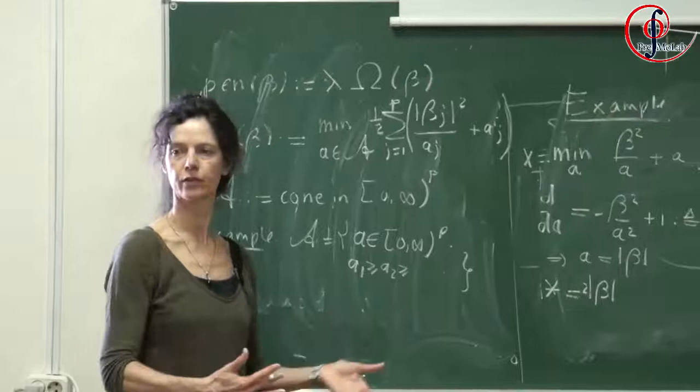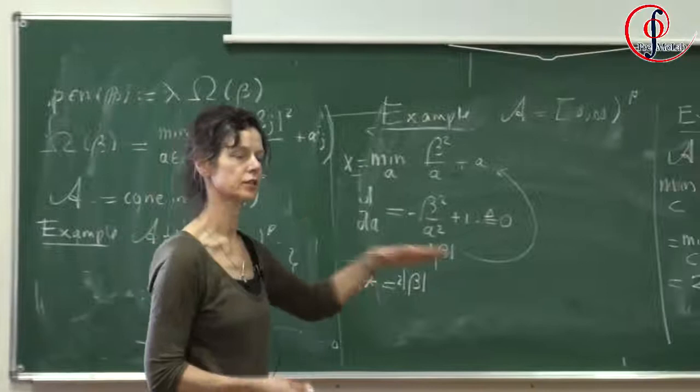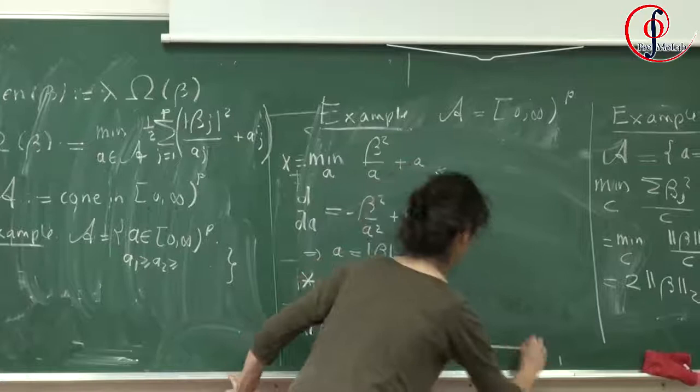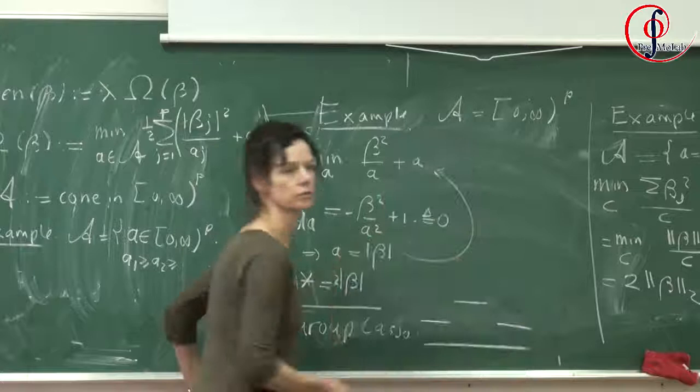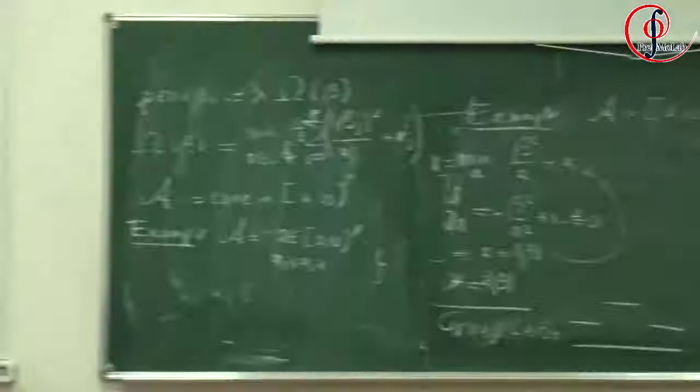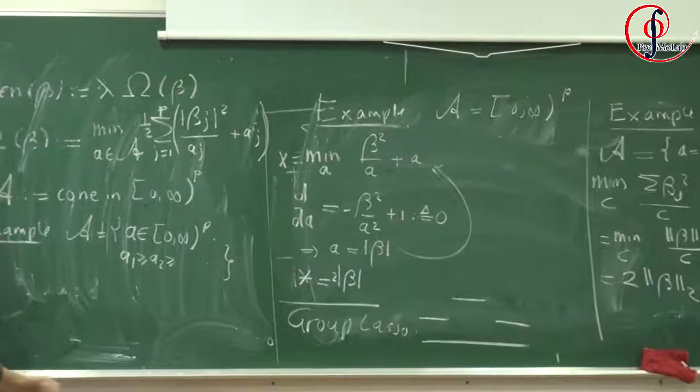For instance, the group lasso is taking the A's constant within groups. Now you can show that this is a norm. To show that, you need to do some work.